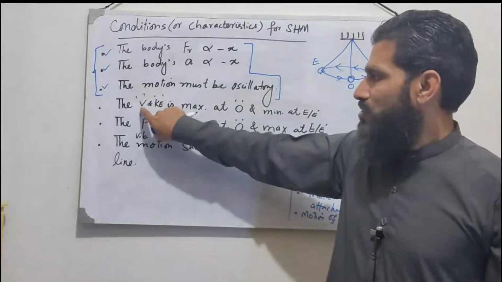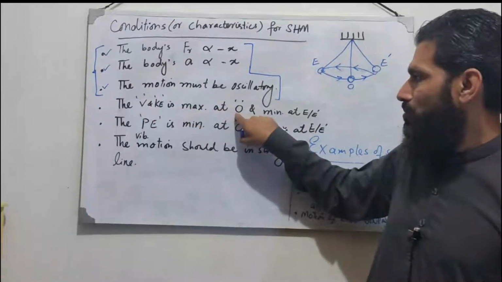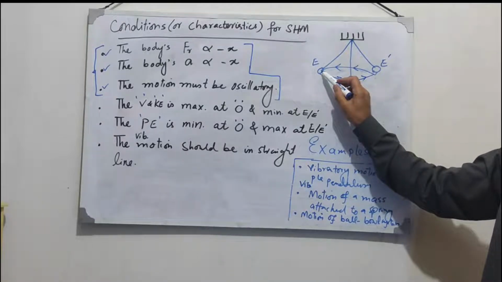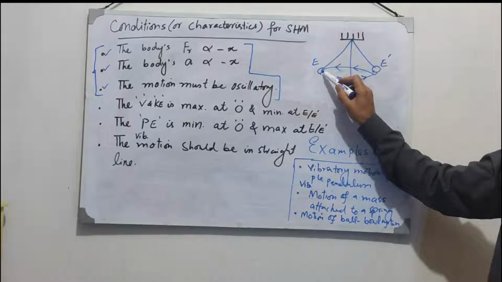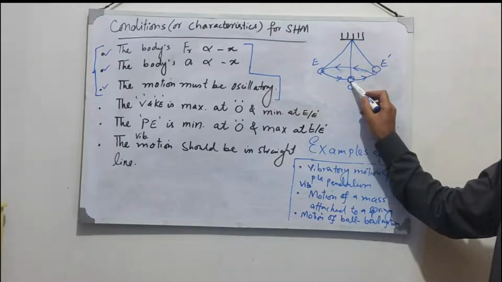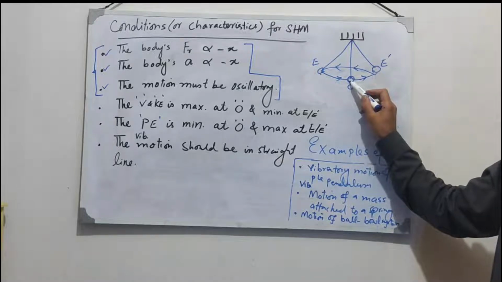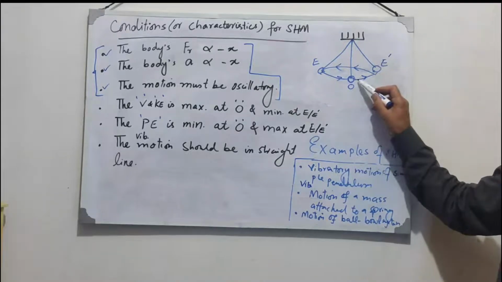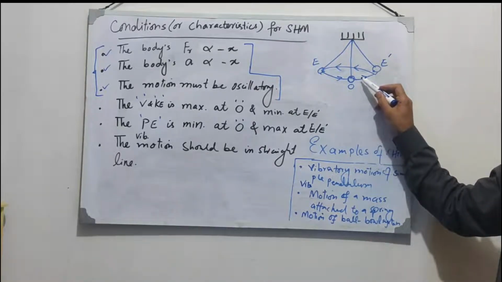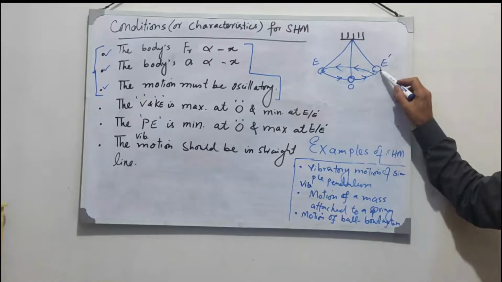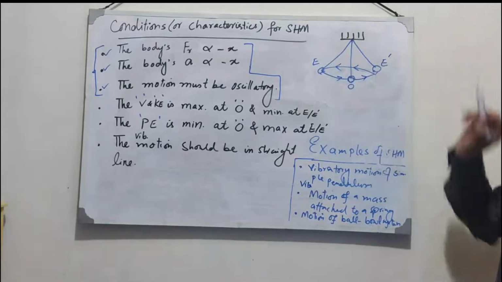It says that velocity and kinetic energy are maximum at the mean position. How? When the bob moves from the extreme position to the mean position, it gains velocity, and the velocity is maximum at this point. When the velocity is maximum, obviously the kinetic energy should also be maximum. When the bob goes away from the mean position, it loses its velocity, and it also loses its kinetic energy. So kinetic energy is minimum, or zero, at the extreme position, whether this extreme or the other.